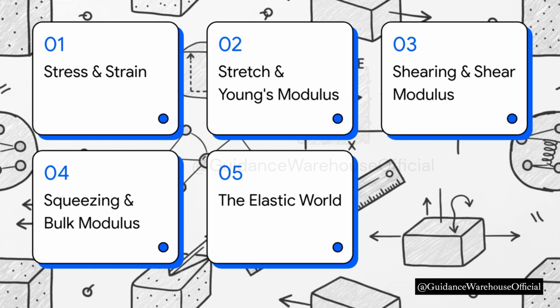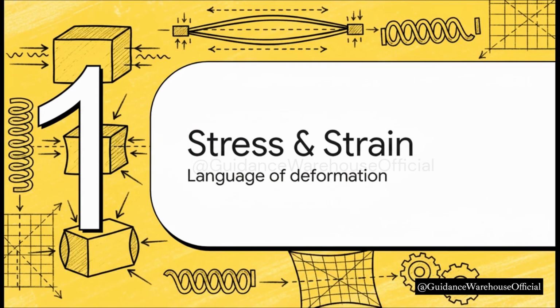Let's get into it. First up, let's talk about stress and strain. You really have to get these two concepts down because they are the foundation for everything else we'll discuss. Think of them as the universal language that physicists and engineers use to talk about how materials behave when you push or pull on them.